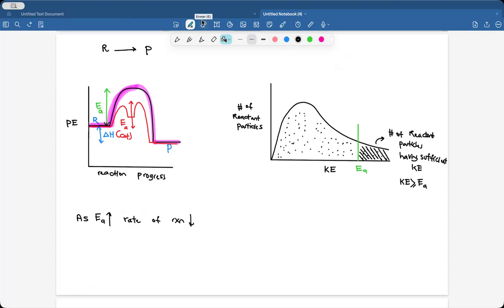So let me show it in red. What it does is now the requirement is changed. Now here's the new activation energy with the help of a catalyst. You can see that more particles now have sufficient kinetic energy to react. Now all these particles on the right-hand side of the activation energy line have sufficient energy to react, and therefore the rate of the reaction will become faster.